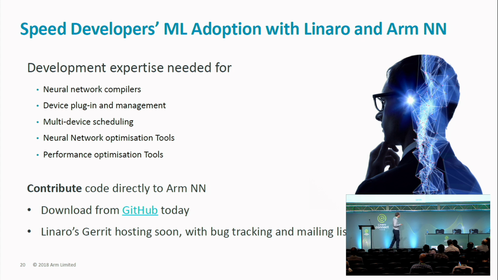And so you can contribute code directly to Arm NN today. You can get it from GitHub and start interacting with it and file issues and push features. And as I say, it will be hosted very soon by Linaro on their Gerrit infrastructure, along with bug tracking and mailing lists, so you can start to contribute through the Linaro initiative as well. Okay. Thank you.